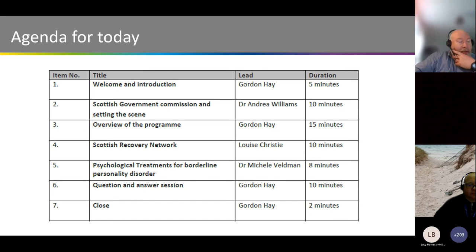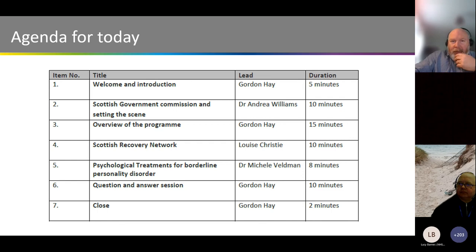Right. I think people are still coming in thick and fast, but we'll get going just now. I'd like to thank everyone for coming along today. We're delighted that we've had so much interest in the programme. It's very reassuring to see so many people from diverse backgrounds joining us. The fact that we've had such a spread of attendees from all over Scotland, a wide range of professional groups, third sector, and people with lived experience is particularly pleasing, and it gets to the heart of what our programme is all about. Today we'll hear from our clinical leads, Andy Williams and Michelle Veldman, Louise Christie and myself. We should have opportunity for about two or three questions towards the end, but please pop any questions in the chat box, and we'll address those after the event if we're not able to do so today.